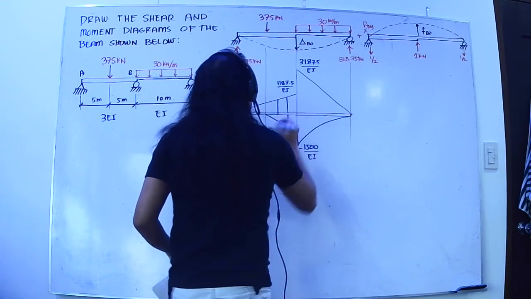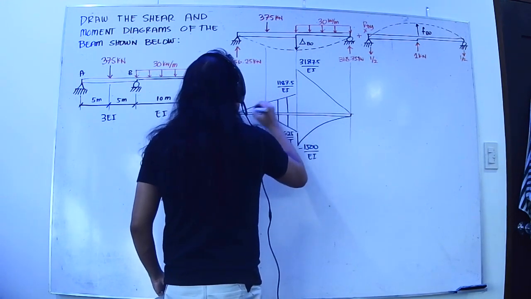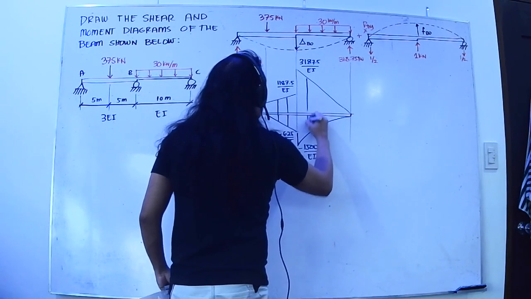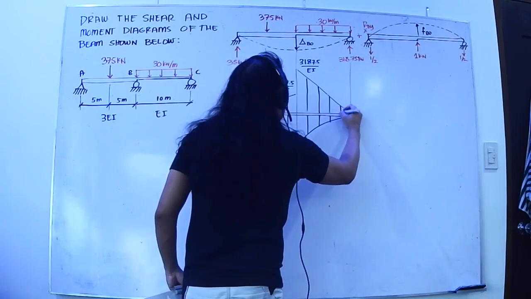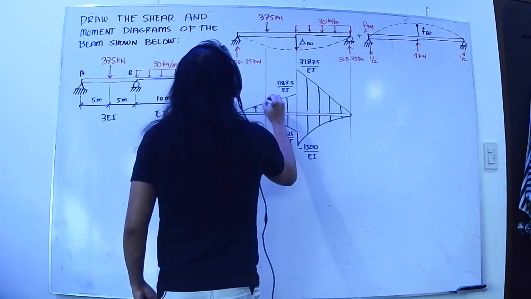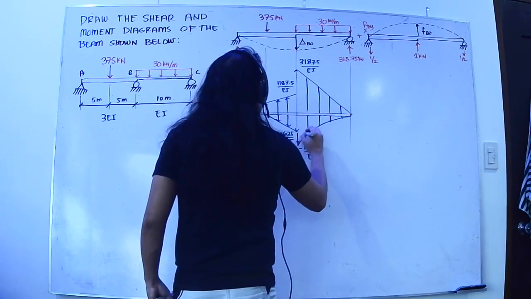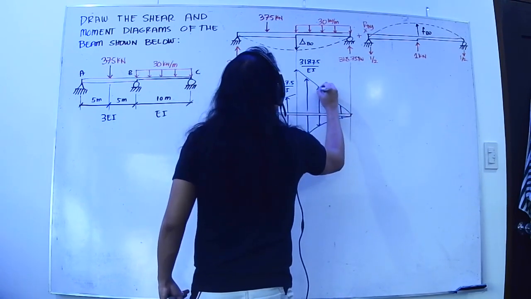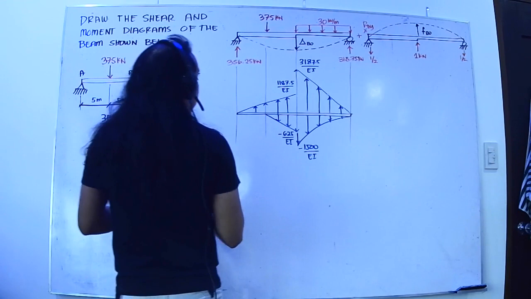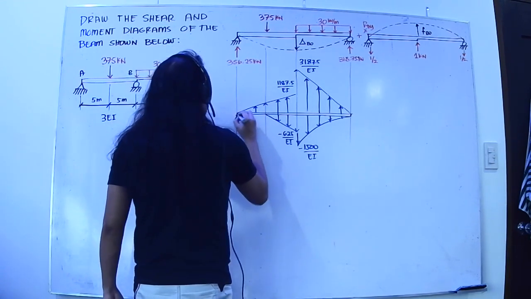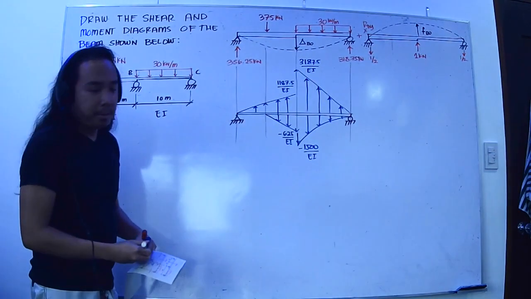So this is the M over EI diagram. If I were to draw this out, this is the support: this one is a pin, and the other one is a roller. Now we have our conjugate beam.